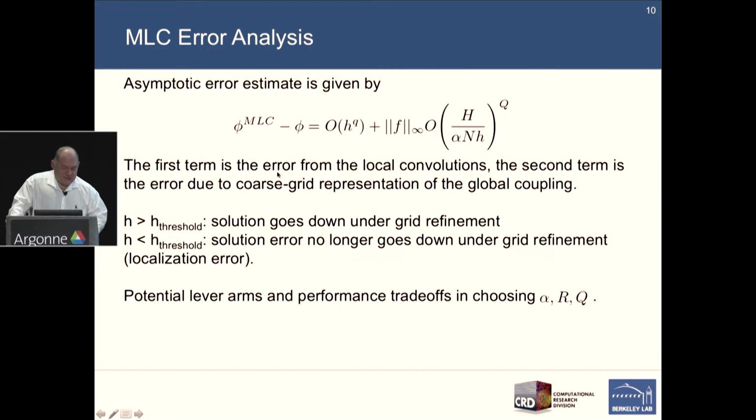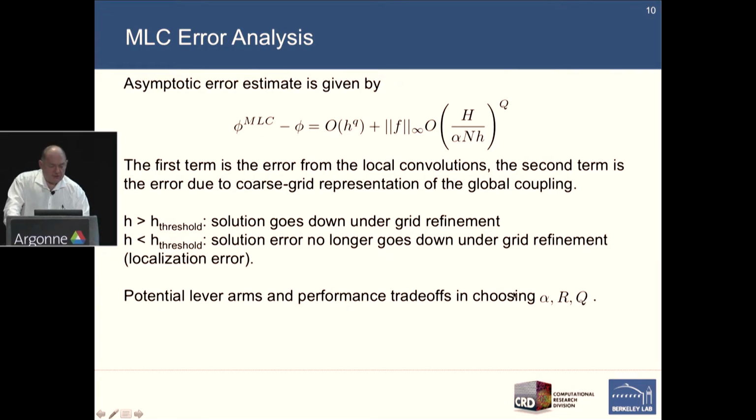But in fact, as you will see, it's order 1, but it's small. And furthermore, I have knobs I can use to control it. I can change alpha, I can change my patch size, and the fun one is that I get to change q. But it has different error properties, and you have to know whether you can tolerate them or not. If h is above some threshold, you'll see the solution converge like h to the q, little q. If h is below some threshold, the error saturates. This is what we call localization error or barrier error.